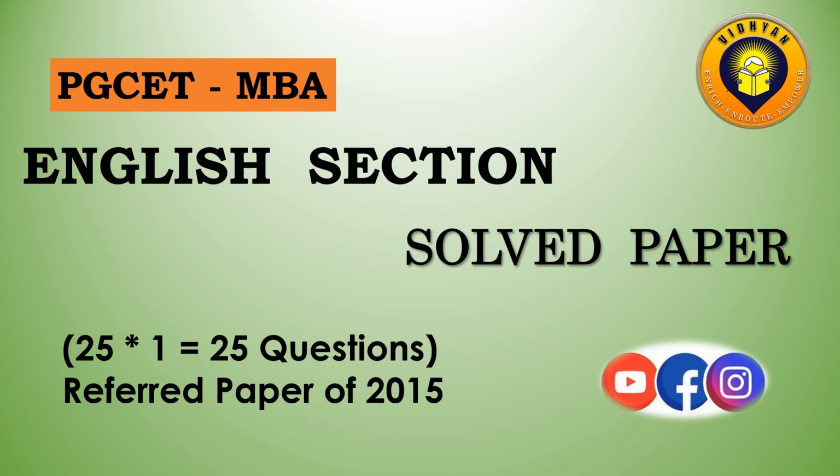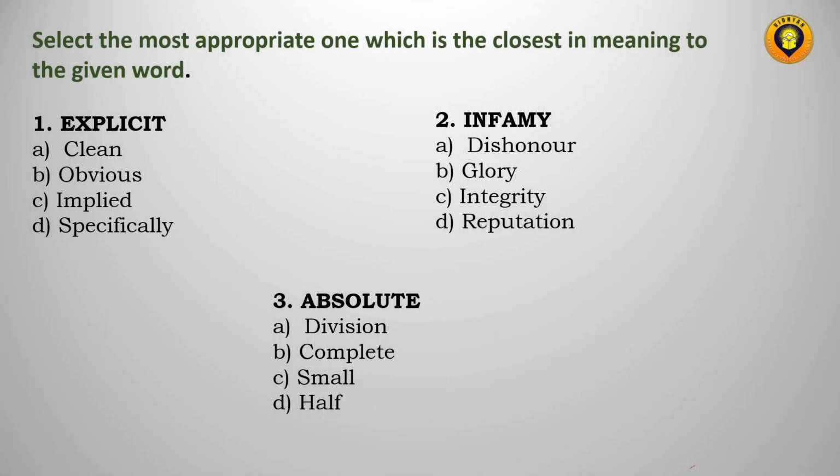Now let's start. Select the most appropriate one which is closest in meaning to the given word. The first word is explicit. Four options have been given: plain, obvious, implied and specific. Now what does explicit mean? Explicit means precise. Exactly what needs to be said or expressed, very precise or accurate. So among all these alternatives, plain, obvious, implied and specific, we can say that our answer would be specific.